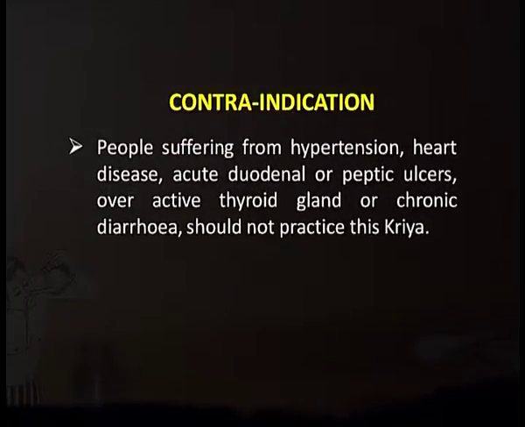We discuss the contraindications during the practice of Agnisara. Especially people suffering from hypertension, heart disease, acute duodenal and peptic ulcer, overactive thyroid gland, and chronic diarrhea should not practice this Agnisara Kriya, because Agnisara Kriya raises our body heat. In hypertension, when our metabolic rate rises, there is a chance of raising our blood pressure. In heart disease also, we should be aware during this practice. Peptic ulcer is an ulcer in our stomach, and duodenal ulcer is an ulcer of the duodenum. When we practice Agnisara Kriya, our stomach and intestine move rapidly, so there is a chance of bleeding. So, we should be aware during this practice.